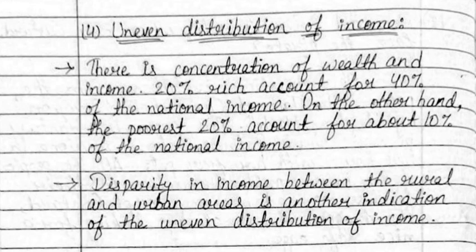Uneven distribution of income. There is concentration of wealth and income. 20% rich account for 40% of the national income. On the other hand, the poorest 20% account for about 10% of the national income. Disparity in income between the rural and urban areas is another indication of the uneven distribution of income.